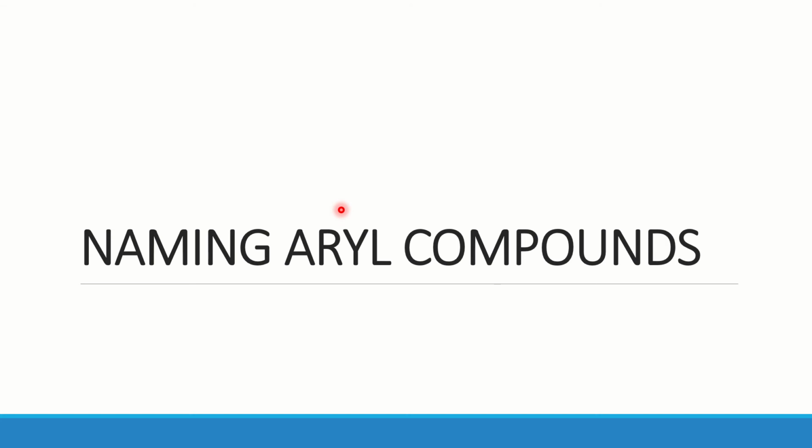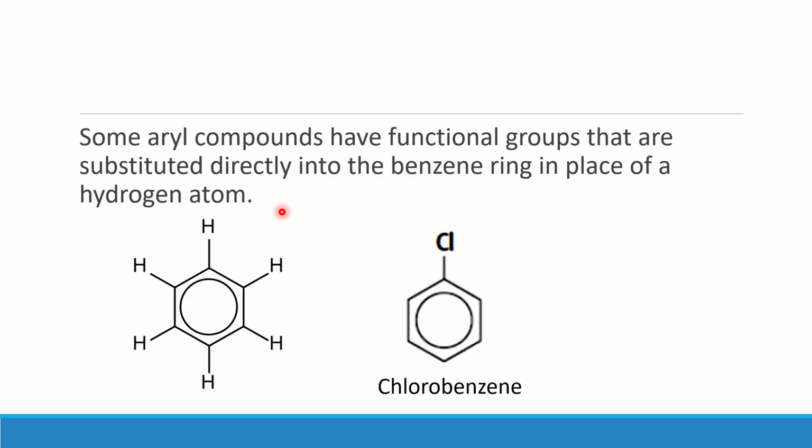Hello everyone. Now let's move on to the naming of aryl compounds. Again, remember aryl compound, aromatic compound, arenes. It means that it contains a benzene ring. We already went through what a benzene is. Now let's go through the naming of these aryl compounds.